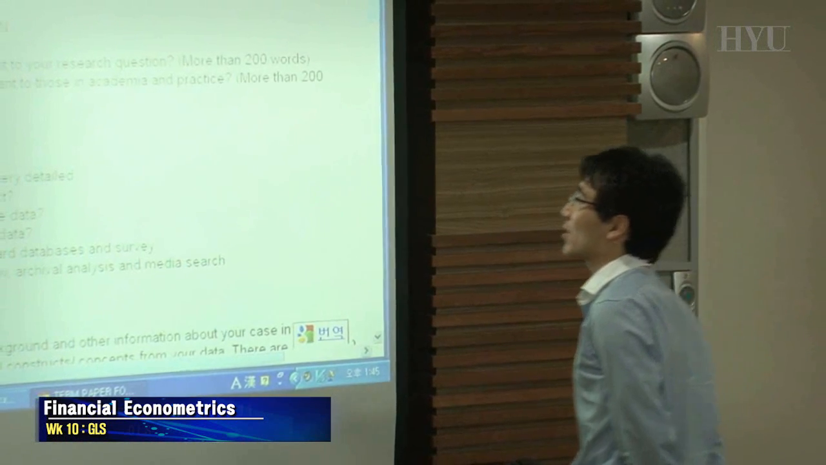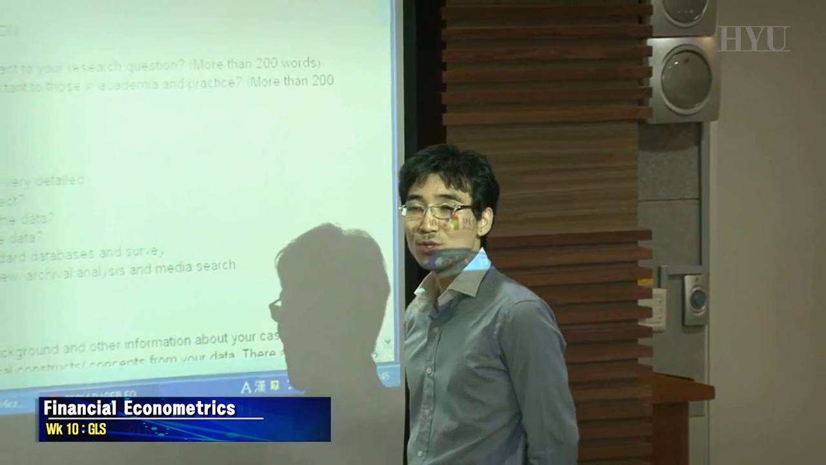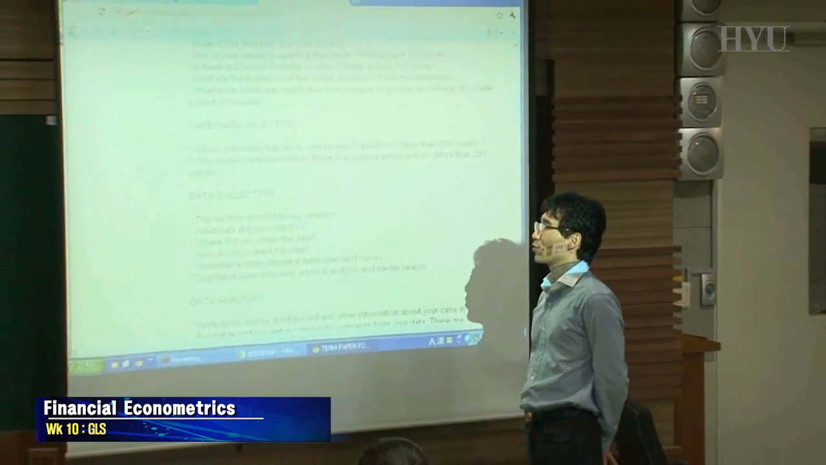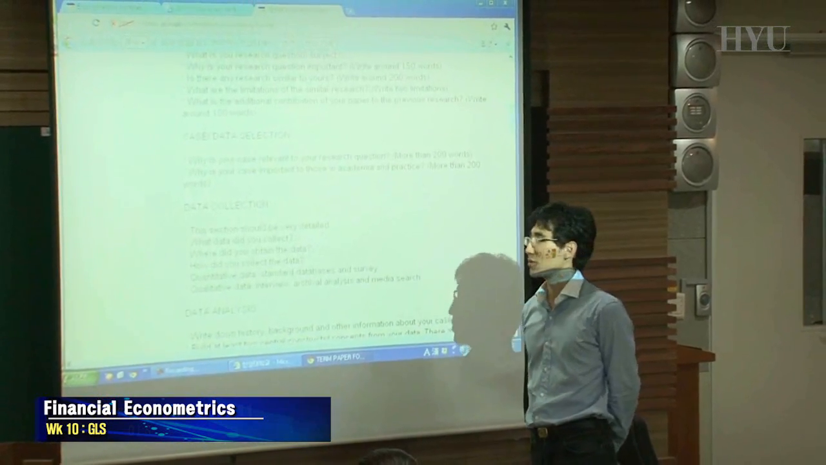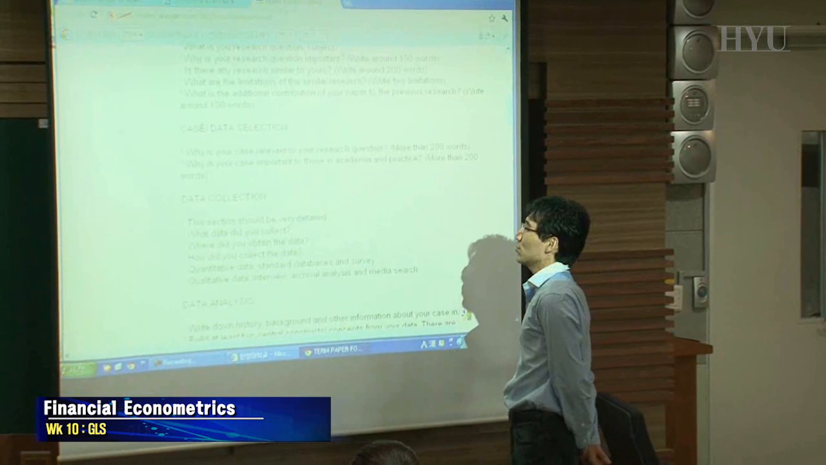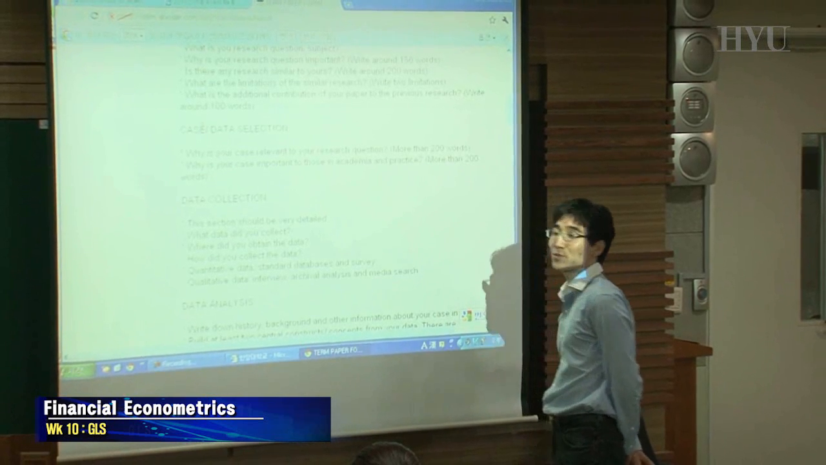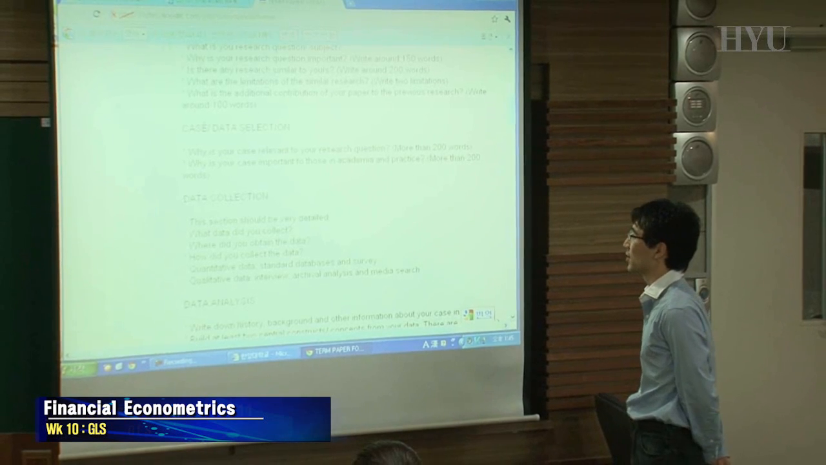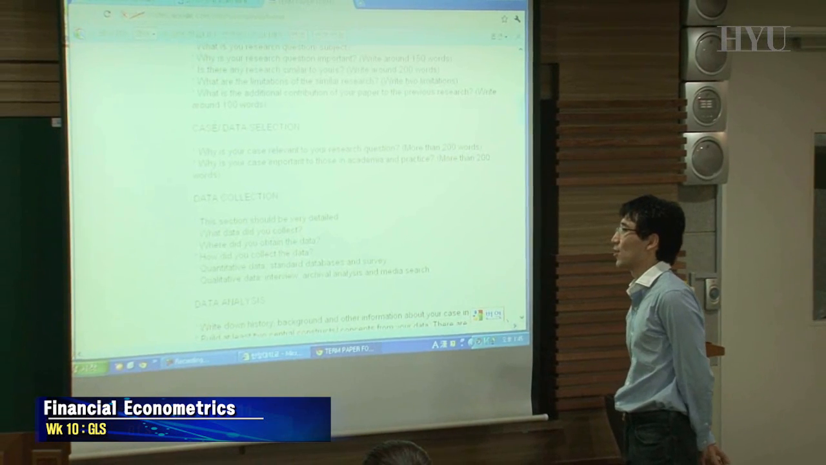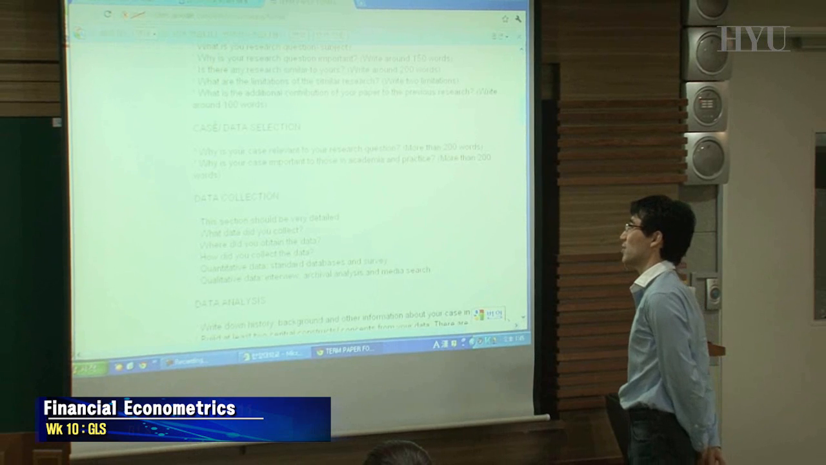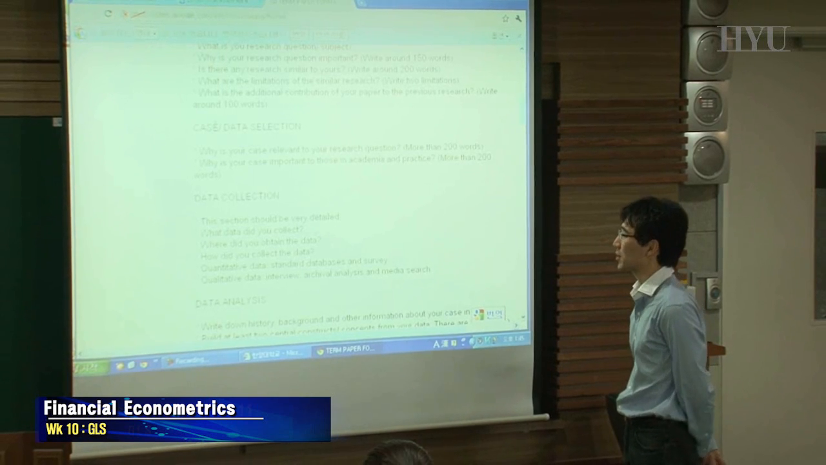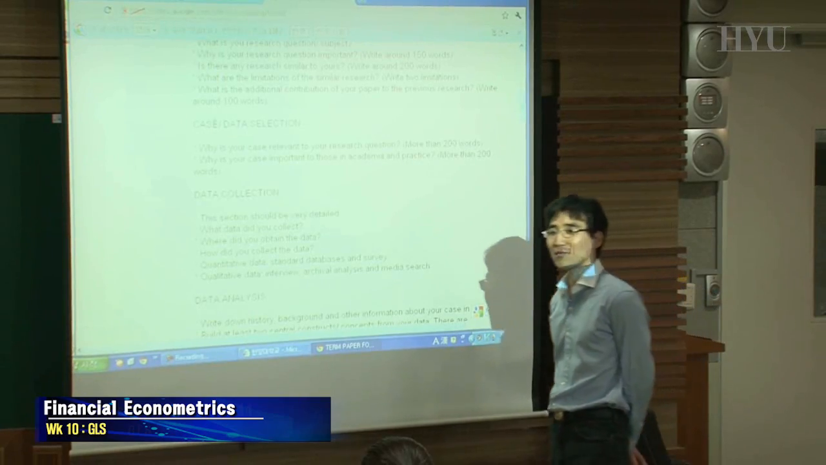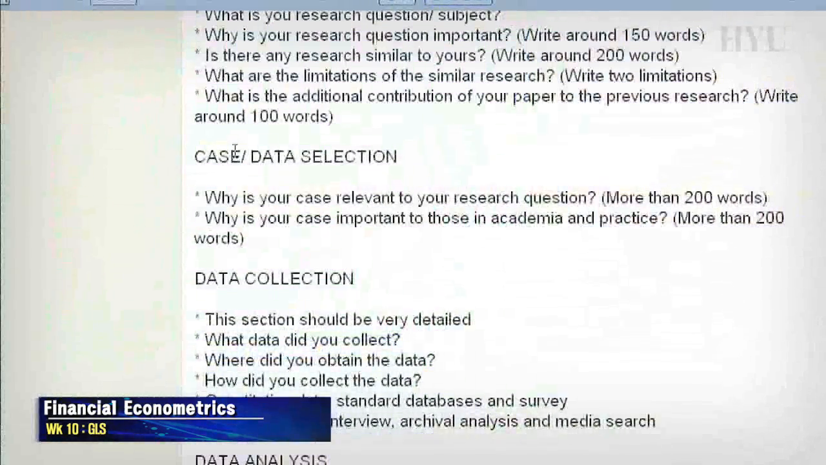Okay, now you provide the logic for what data you need, and then you have to describe the process through which you collected the data. This data collection section should be detailed. What data did you collect? Where did you obtain the data? How did you collect the data? Quantitative data may come from a standard database or survey. Qualitative data means interviews, archival analysis, or media search. So describe in detail how you collected the data.